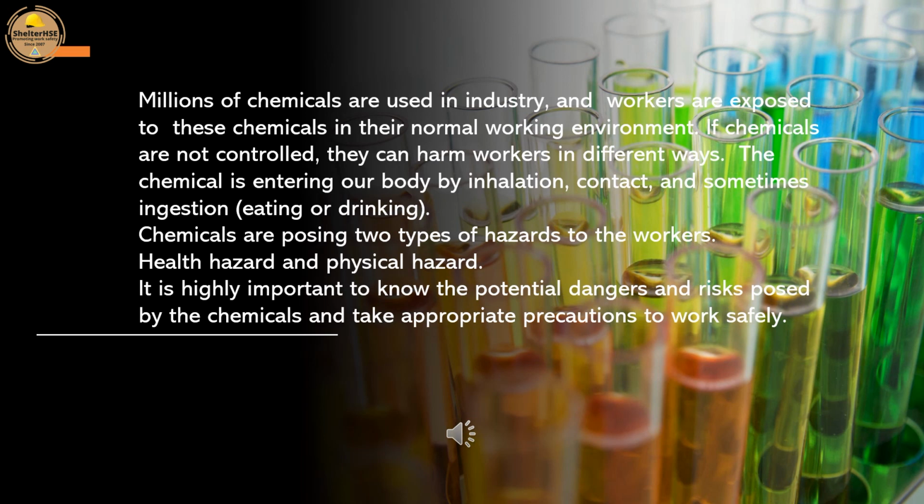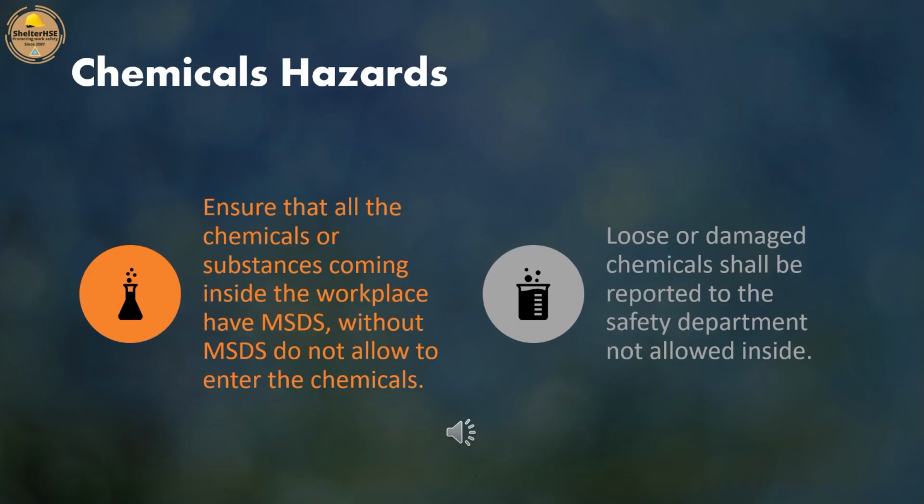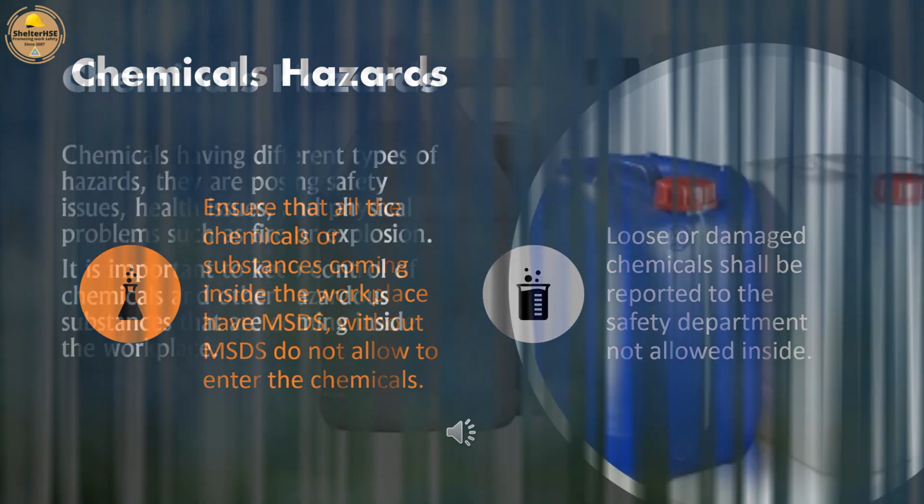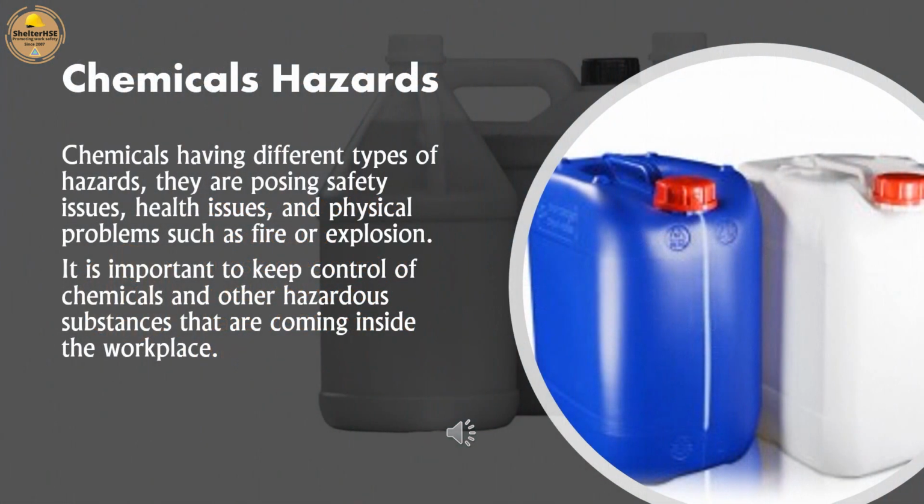It is highly important to know the potential dangers and risks posed by the chemicals and take appropriate precautions to work safely. Ensure that all the chemicals or substances coming inside the workplace have an MSDS. Without an MSDS, do not allow the chemicals to enter. Loose or damaged chemicals shall be reported to the safety department and not allowed inside. Chemicals have different types of hazards, posing safety issues, health issues, and physical problems such as fire or explosion. It is important to keep control of chemicals and other hazardous substances that are coming inside the workplace.